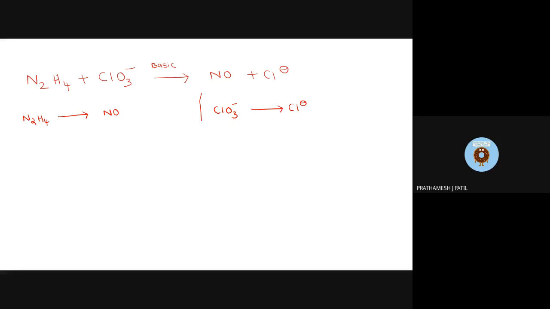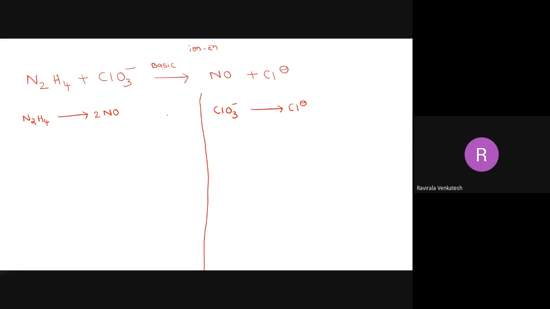Nitrogen. Chlorine. Nitrogen and chlorine. So nitrogen here 2 are there, here 1 is there. Put here 2. Yeah, no need to balance the chlorine here. I am going which method, beta? Ion electron method first.